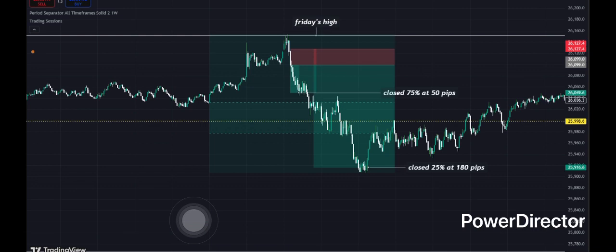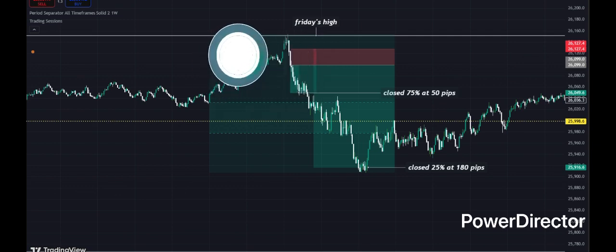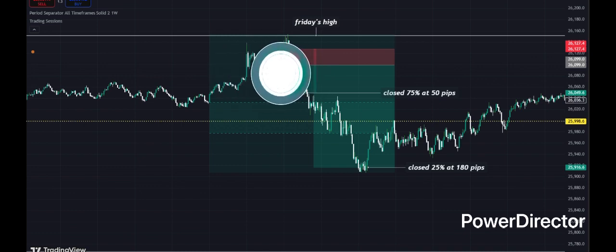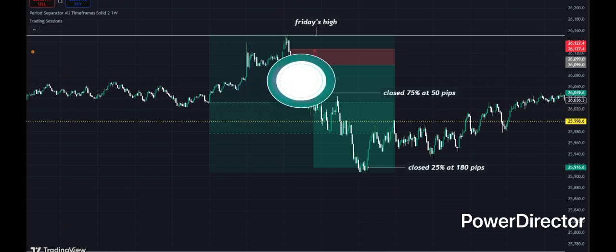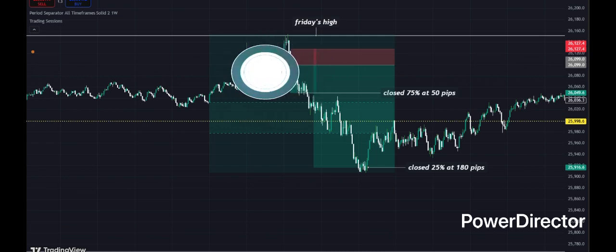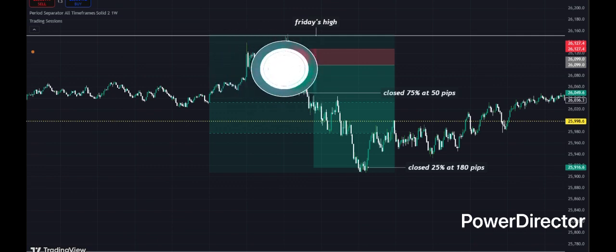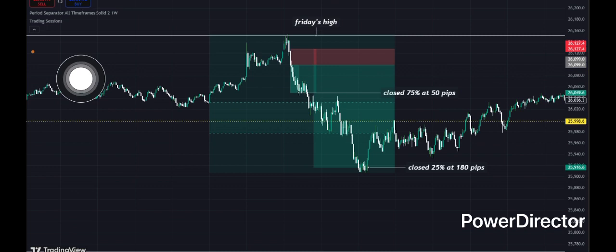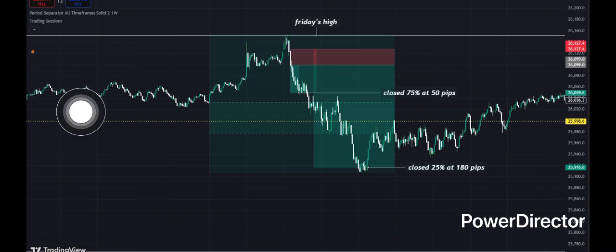And I do that by waiting for this middle structure of the M, so these lows here, to be broken, right? And when those levels are broken, I enter the market, okay? My stop loss, I could have put it at the high of the day, but I was being more conservative and just used the 1-minute bar that I entered on as my stop loss, okay? Now, I closed 75% of this position at 50 pips, okay?